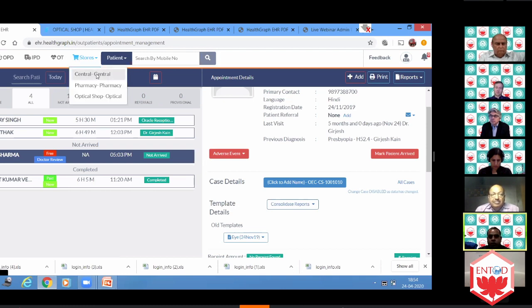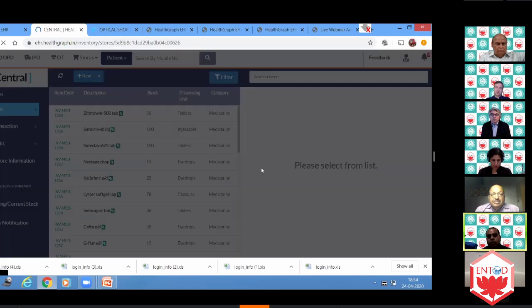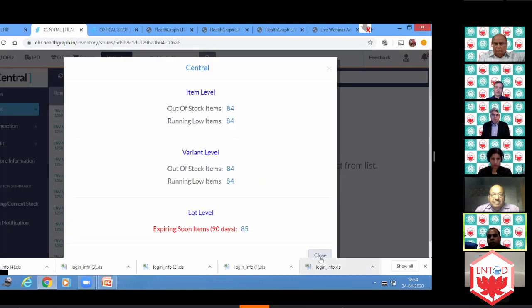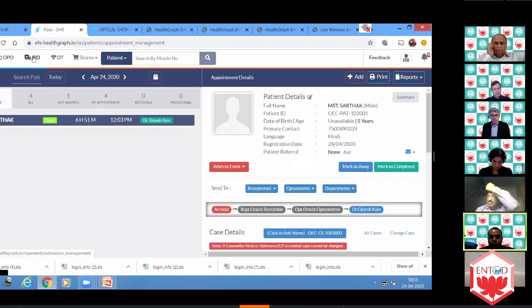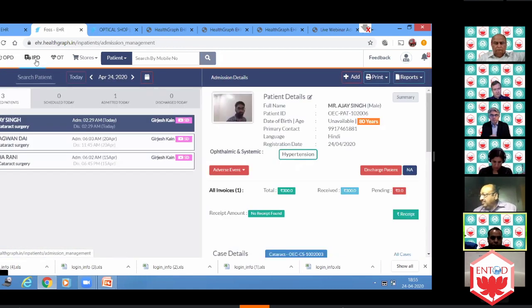The central store is also there. This is a very good feature when you are not able to monitor how goods are coming in and how they are consumed. Whenever you purchase goods for the OT, you put them into the central store and issue them to the concerned OT in-charge and OPD in-charge, so that there is transparency over the goods, and you can see whether there is any misuse.